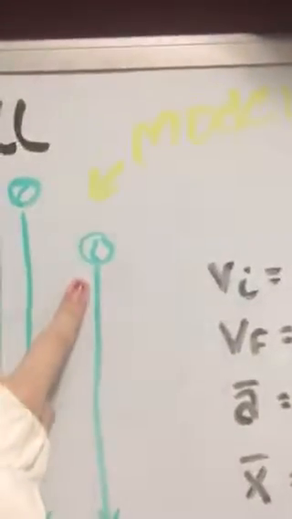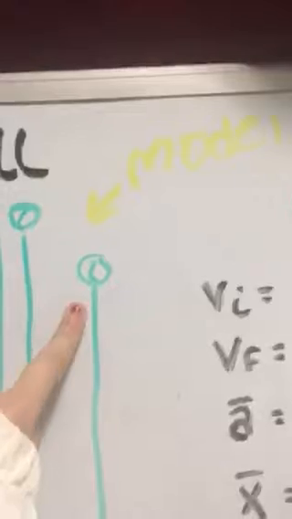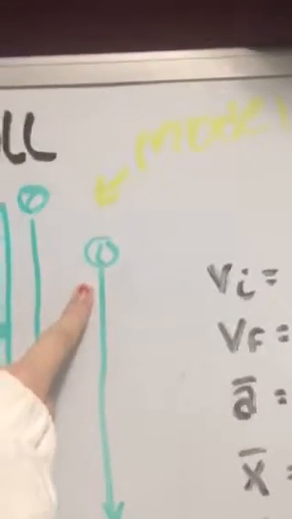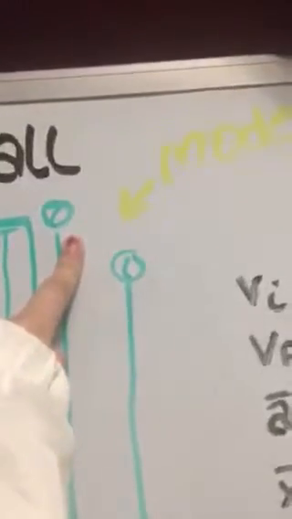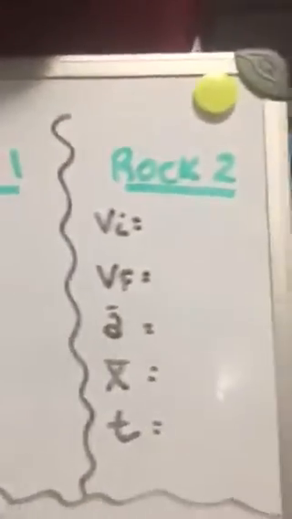I put the first rock a little bit lower because this is the rock that's not going to be going at a faster speed. And this rock is going to be at a faster speed since it's going to be thrown 1 second after the first rock. So I set it up like this.